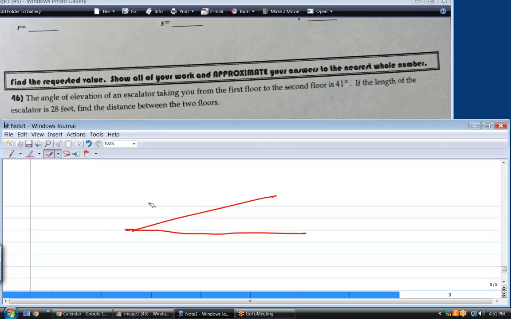Well, we don't need the second floor, but we need a right triangle. And they're saying the angle of elevation is 41 degrees. That's that angle right there. That's the angle of elevation. If I was measuring from the top down, theta would be the angle of declination, I think is the word. So if you're measuring up, this is the angle of inclination. If you're measuring down, it's the angle of declination, I think. For some reason that word doesn't sound right to me.